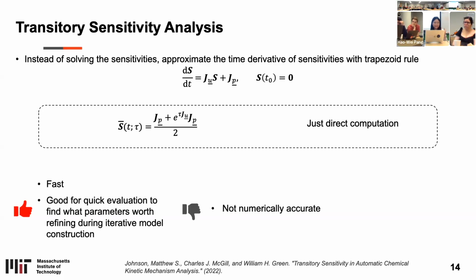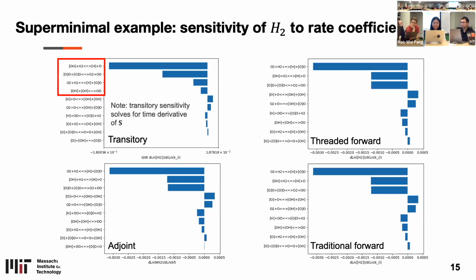The good thing is it's fast. It's really good to use for quick evaluation when you're just trying to build a model. The bad thing is that it's not numerically accurate, but we will show that it gives the same ranking as a traditional numerically accurate result. So I applied this sensitivity analysis on the super minimal example. You can see that all these three versions I present, the traditional forward sensitivity, threaded forward sensitivity, and adjoint sensitivity, are all numerically accurate, so they all give the same result. For transitory sensitivity, it gives you a similar ranking and similar shape, but the values are not right.